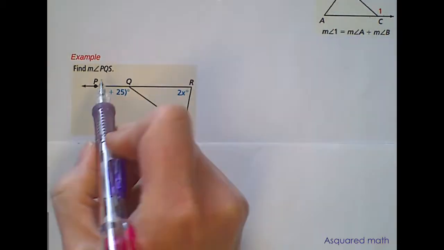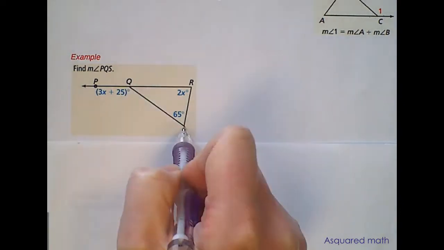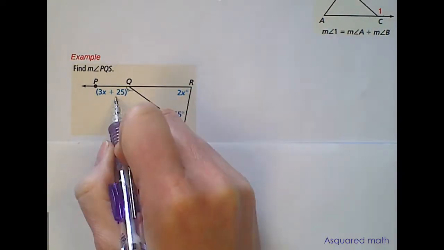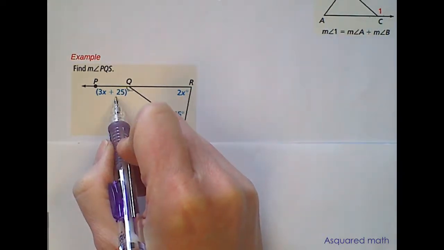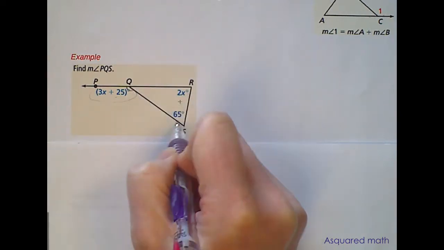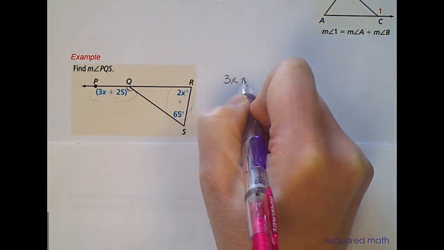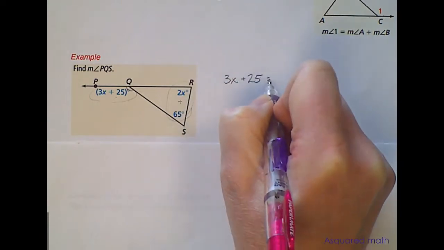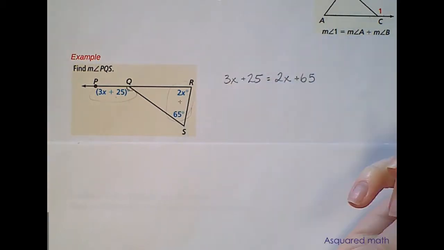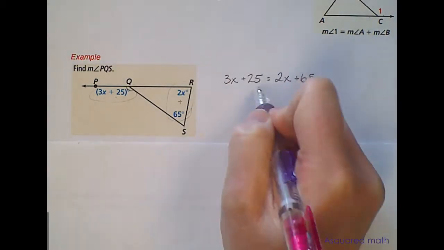We are being asked to find the measure of angle PQS. So this angle measure here. We know by the exterior angle theorem that this equals the sum of these two. Writing that out, we have 3x plus 25 equals 2x plus 65. I'm going to drop the degree symbols just to make my writing easier.